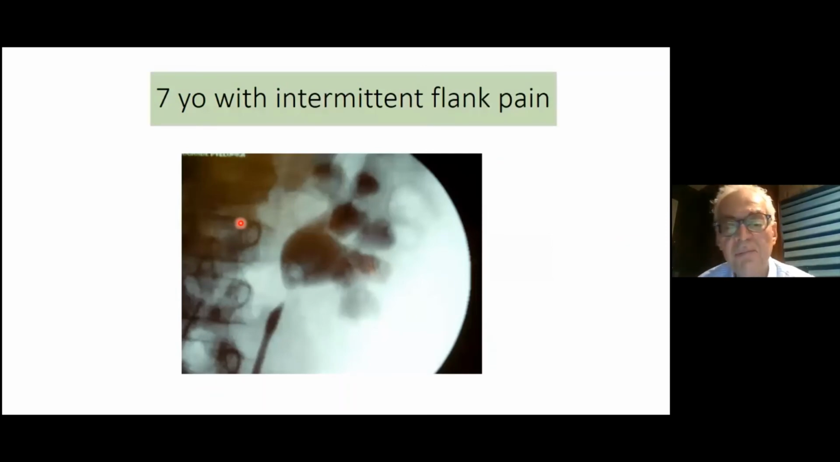Intermittent left flank pain. This is the retrograde pyelogram we did in this patient with intermittent left flank pain. Someone wrote crossing vessels, UPJ obstruction, but look at this thing right here. So this is a polyp that's flopping in and out of the UPJ. Many people don't do retrograde pyelograms anymore, and if you don't, you could miss a lesion like this.